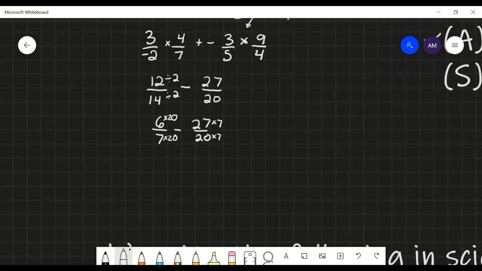So I'm going to need my calculator for this one. Although 6 times 20, that makes 120. 7 times 20 is 140. So that means 20 times 7 would also be 140. 27 times 7, I have no idea. So I'm taking out my calculator and doing 27 times 7, 189. All right, so what is 120 minus 189?